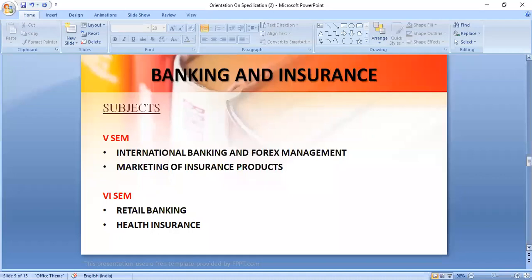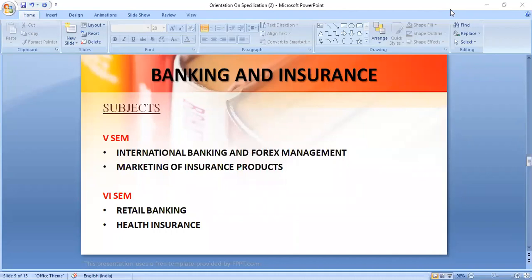Similarly, in 6th semester, you will find retail banking and health insurance. If you banking and insurance students look at the matrix of your subjects, the way it is structured, every semester you are given an exposure to a banking paper or an insurance paper. Correct? So moving forward, if you choose this, banking and insurance is open to banking insurance students of BCom as well as BCom general students. This elective is open to both of them. I will come to the restrictions a little later.